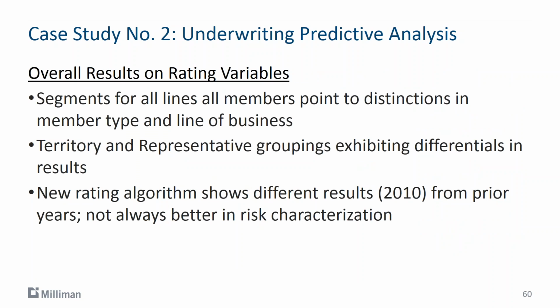Overall results that we found looking at some of the other rating variables is that segments by line, by member type do point to distinction. So it is right to look at things by member type and by line of business. We certainly found territory and representative groupings exhibiting differentials in results, so areas to refine their rating program there. And we found that their new rating algorithm, that's a few years old now, while it does show different results from prior years when it was not being implemented, it doesn't seem to be always better in risk characterization. So they adopted a new rating algorithm that perhaps isn't the best that they could do, and there may be further ways to improve this approach.